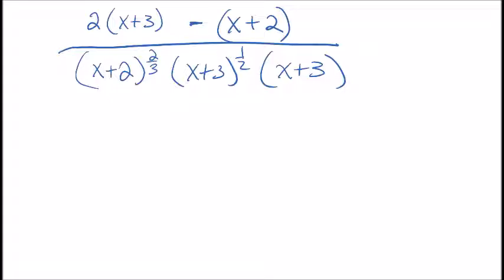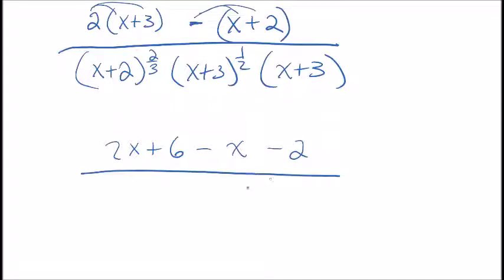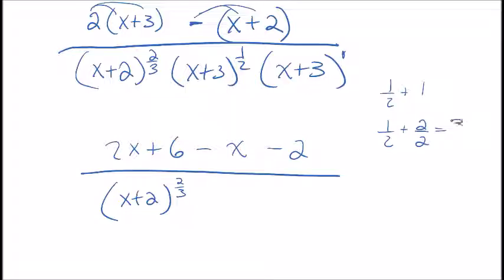So now I want to simplify this down. I'm going to distribute the 2 through, so we get 2x plus 6, and distribute the minus sign through, minus x minus 2. And then on the bottom, I have the x plus 2 to the 2/3. Now you can see x plus 3 to the 1/2 times x plus 3 is like to the 1, so we need to add those exponents together. 1/2 plus 1 is the same as 1/2 plus 2 over 2, so that would be 3 over 2. So it's the same thing as x plus 3 to the 3 over 2.